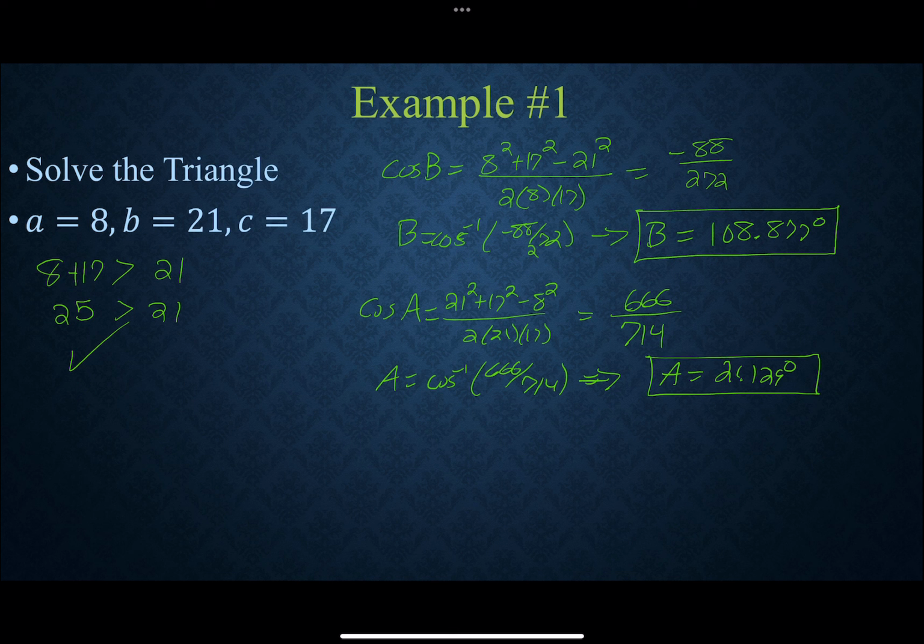Now, once I have two angles, I'm just going to go ahead and say angle C is 180 minus A minus B. So 180 minus the 108.877 minus the 21.129, we get 49.994. Perfectly fine right there. If you want to use law of cosines to solve it instead of doing that subtraction, that's also fine. Kind of your choice once you get to the first two angles.